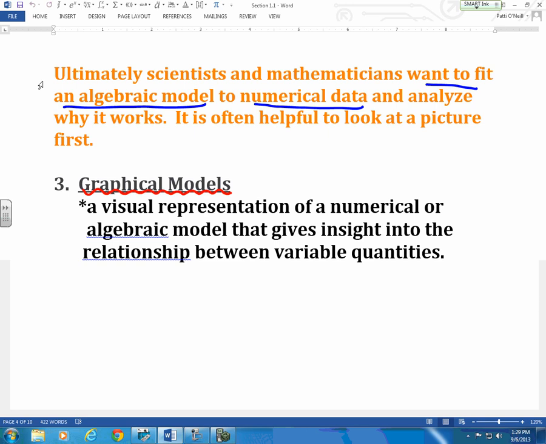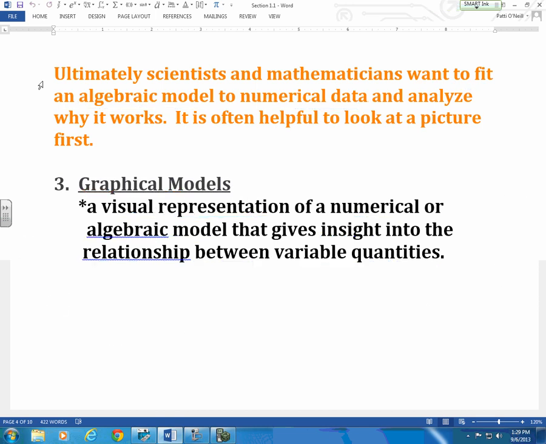So a graphical model is a visual representation of a numerical or algebraic model that gives insight. This helps us see into the relationship between variable quantities, either the columns from our data table or the independent and dependent variables in our algebraic model. So we'll quickly look at a graphical example and then delve into a couple of skill-based things that I need you to understand before we move into some of this. This page wasn't too tough, very definition oriented.